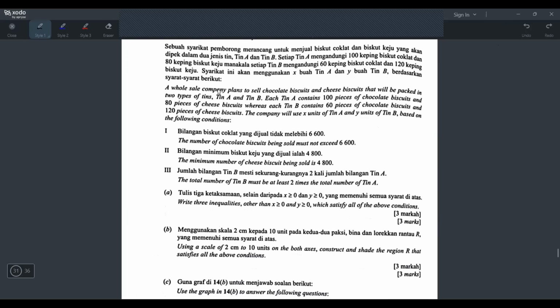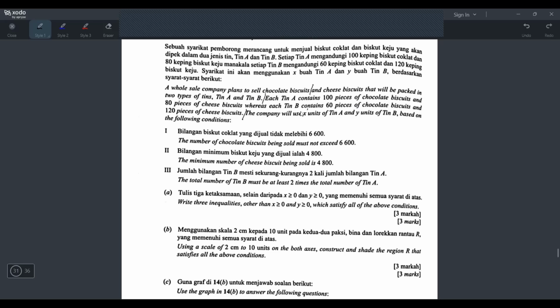A wholesale company plans to sell chocolate biscuits and cheese biscuits that will be packed in 2 types of tins, tin A and tin B. Mostly one of these is X and then another one is Y. Okay, but I still don't know which one. Let's keep reading. Each tin A contains 100 pieces of chocolate biscuits and 80 pieces of cheese biscuits, whereas each tin B contains 60 pieces of chocolate biscuits and 120 pieces of cheese biscuits. Okay, but I want to know separate X, separate Y first. Okay, so let's keep reading.